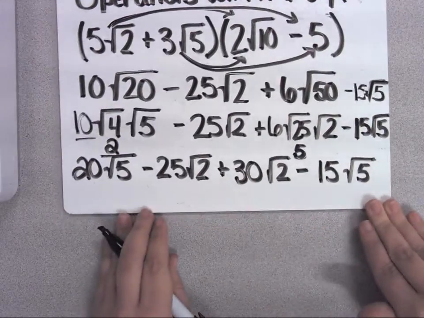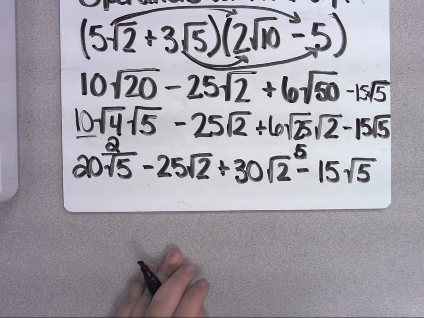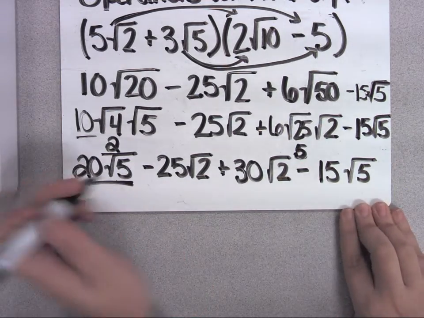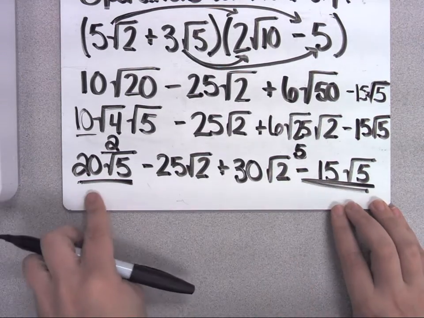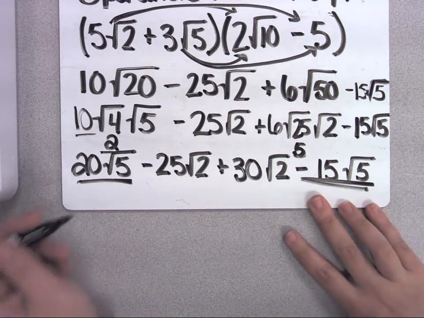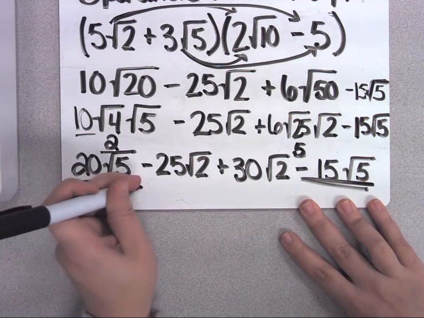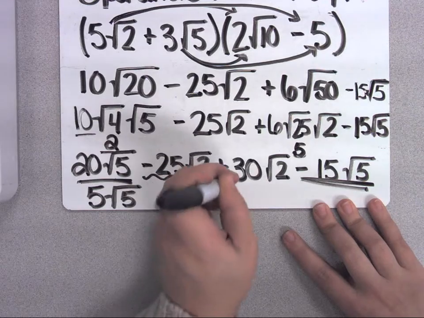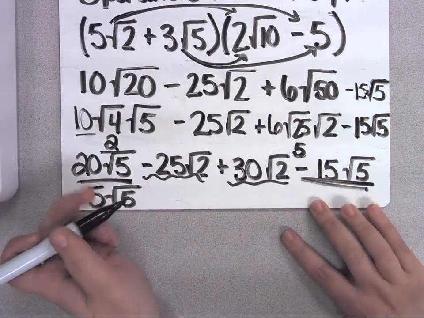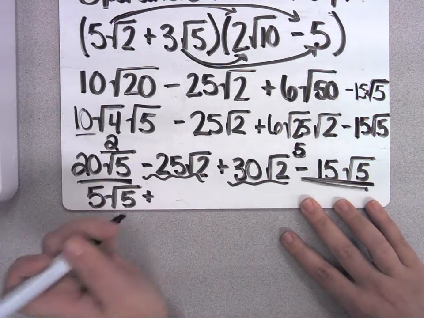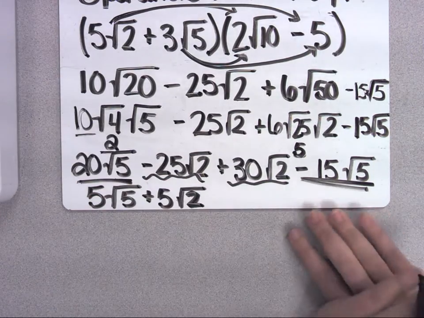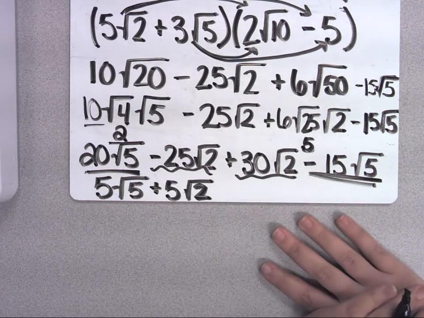Are we done? I'm almost out of room, but are we done? Now what can we do last? Combine our like terms. We got a square root of 5 here and a square root of 5 all the way at the end. What's 20 square root of 5s minus 15 square root of 5s? 5 square root of 5. Anything else we can add together? The 2's. How many square root of 2's do I have left? Is it positive or negative? Positive. 5 square root of 2. Look at that. If only I wrote smaller. That is a simplified answer.